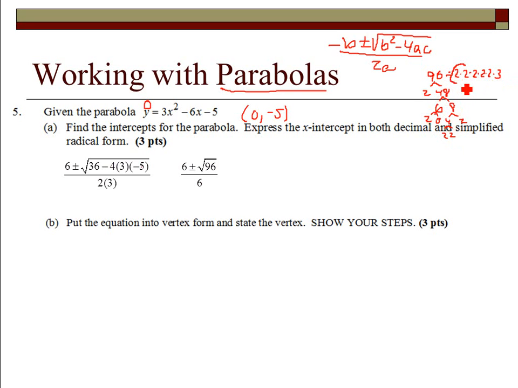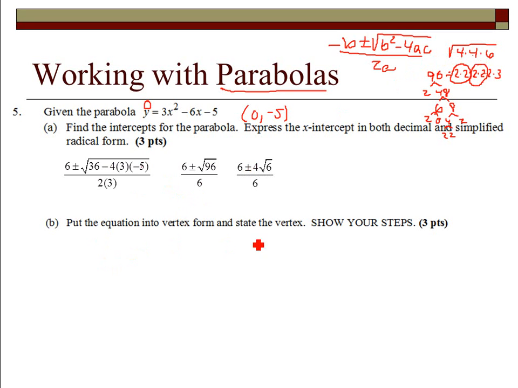Every time I get a pair, I can take something out. So I can take out a 2, take out another 2. Both sets of 2's will come out, and then I've got 6 left over. So this is going to be the square root of 96, which is 4 times 4 times 6. The square root of 4 is 2, the square root of 4 is 2, so 2 times 2 would give me 4. And I got down to this.